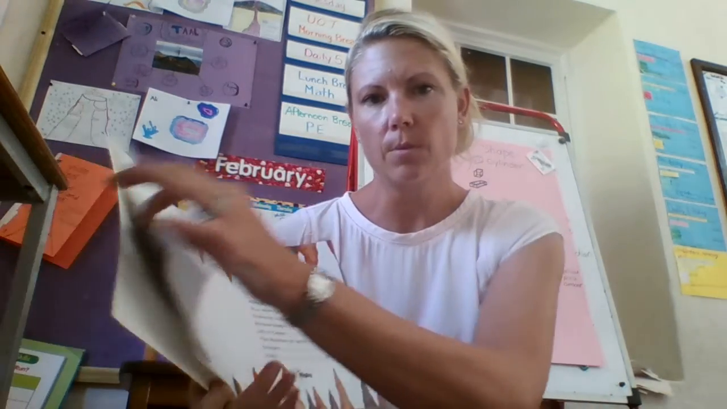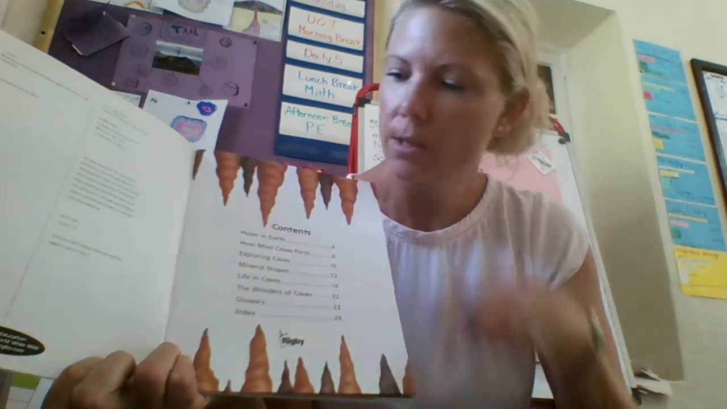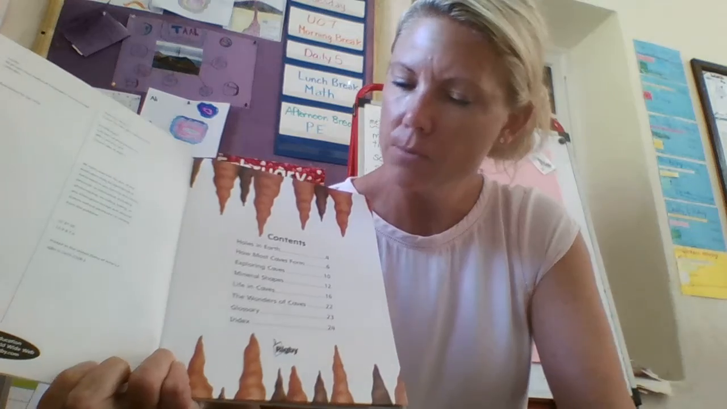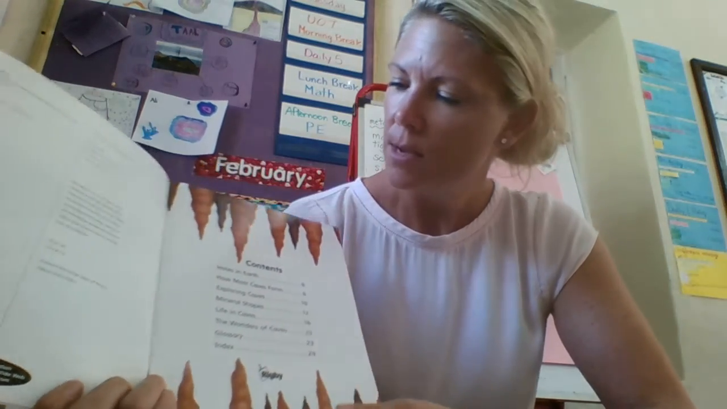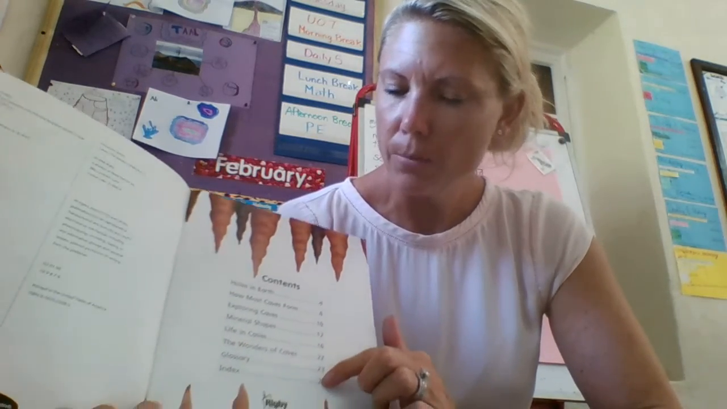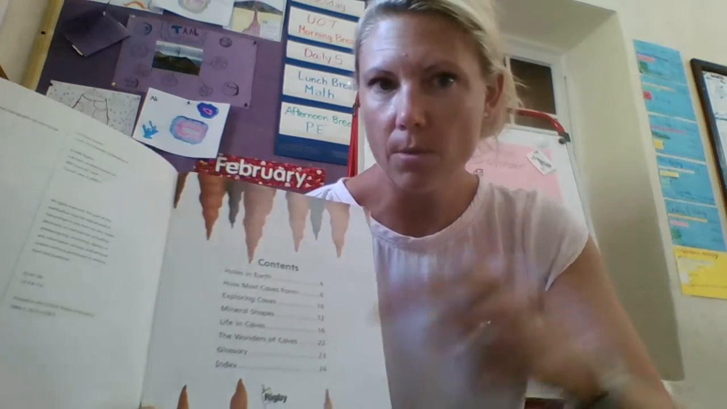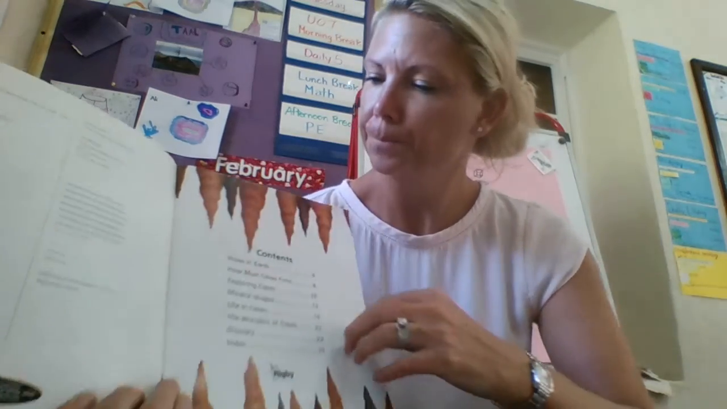So the first one we're going to look at is the table of contents. Here it is. I noticed that it's decorated with stalactites and stalagmites, which is kind of cool. I remember seeing those. So this is the contents. It tells us all the sections in the book along with page numbers. I'm noticing that there's a glossary and an index, which we'll talk about when we get to the end of the book.